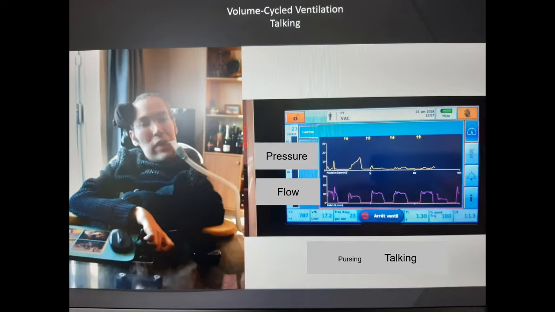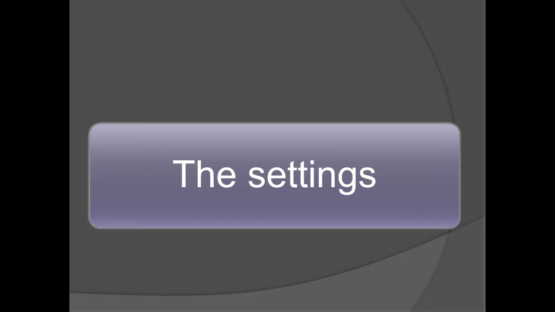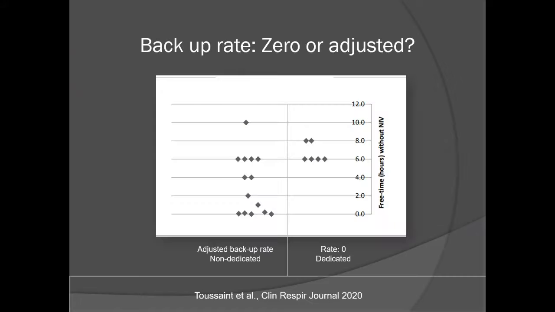Here the same patient, and you see the patient pursing the lips perfectly well. Pressurization is normal and flow is normal. And look here, when he's talking, making 100% of leaks, there is no pressure, but there is also no flow compensation. Okay, now what about the settings?